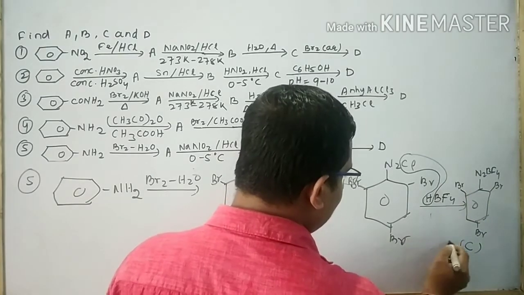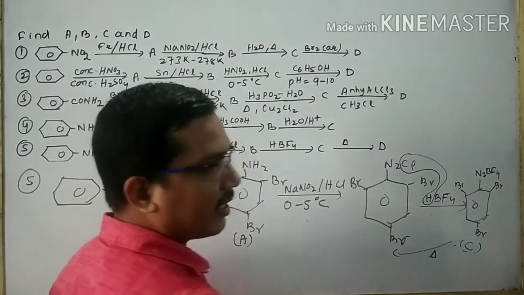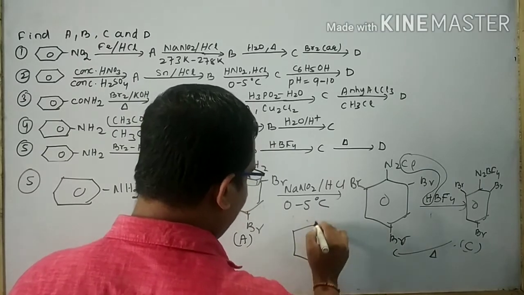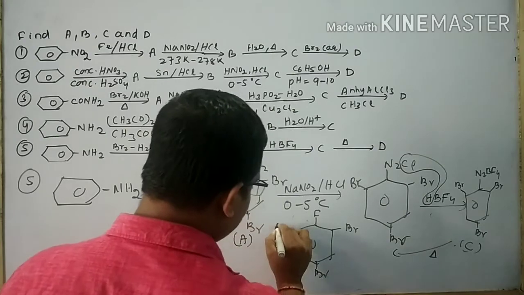Now the C product is subjected to heating. There is loss of nitrogen molecule and boron trifluoride molecule, and the D product is formed. This is said to be the D product.